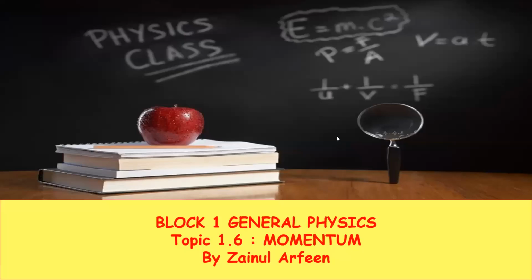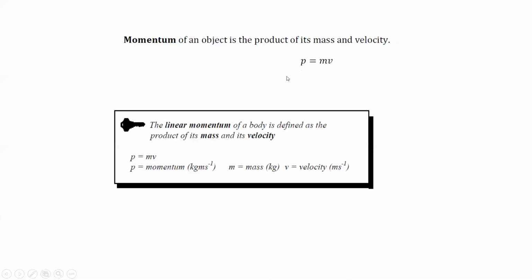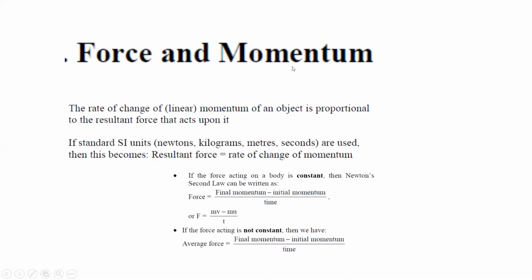So topic 1.6, we are discussing momentum. When we apply a force and the object is moving, the product of mass and velocity is known as the momentum, and we can calculate the momentum by the product of mass and velocity.